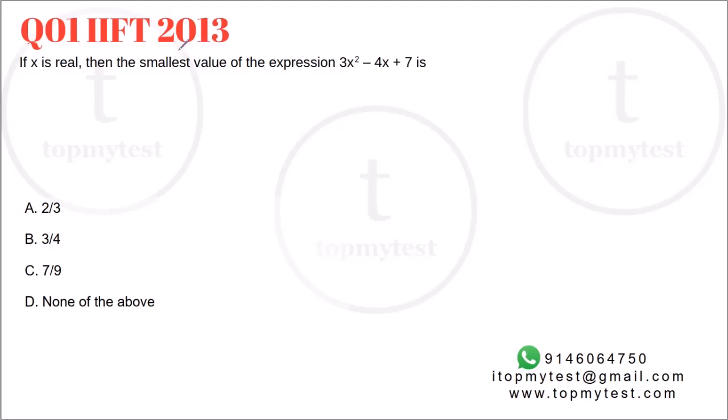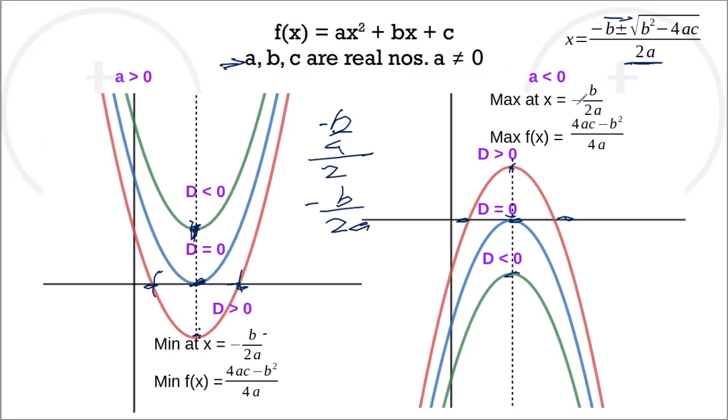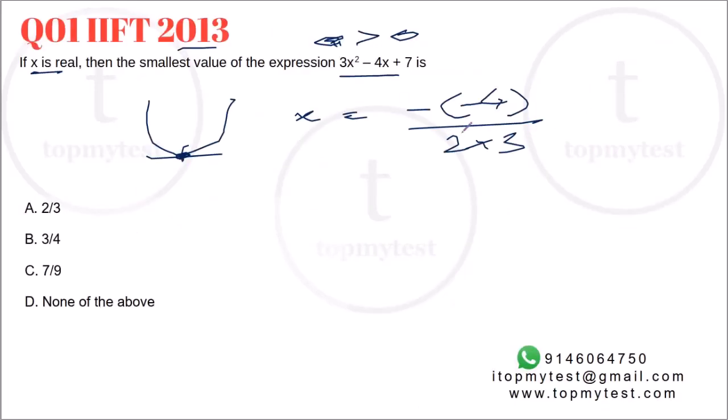This is from IIFT 2013. If x is real, what is the smallest value of this expression? Again, because a is greater than 0, you will have a curve which will open upwards, so you'll have a minimum value of this expression. That will happen at x is equal to minus of minus 4 divided by 2 into 3. I'm just applying this relation directly, minus b by 2a. This will give you 4 by 6, or 2 by 3. So when x is equal to 2 by 3, you will get the minimum value of this expression.